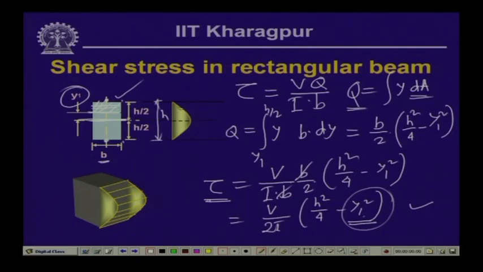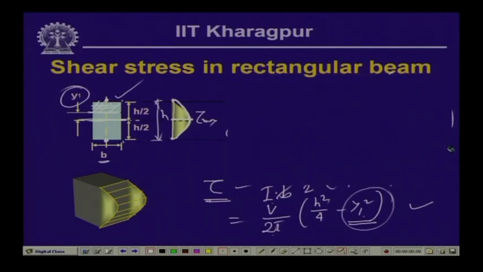If we plot the shear stress distribution, it looks like this: at the top and the bottom the shear stress is 0, over the depth it varies parabolically, and at the neutral axis we have the maximum value of shearing stress. What is the magnitude of this maximum value? If we call this tau max, tau max is equal to V by twice I into h square by 4. Now, if we write that, tau is equal to V h square by 8 I.